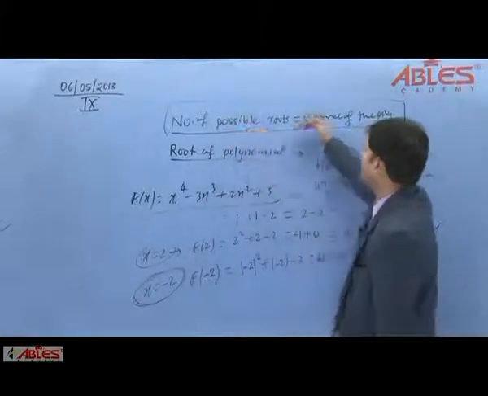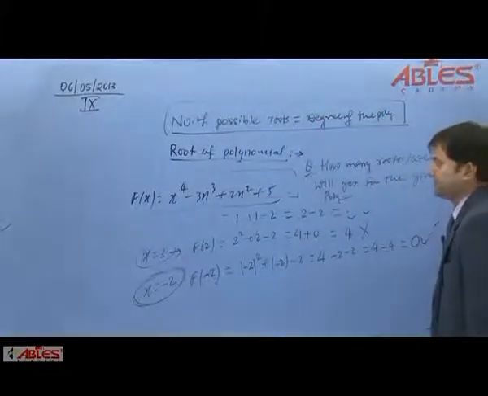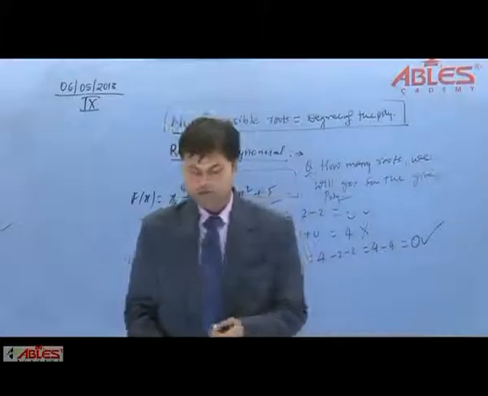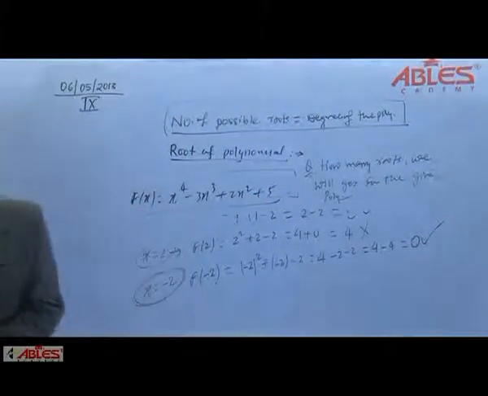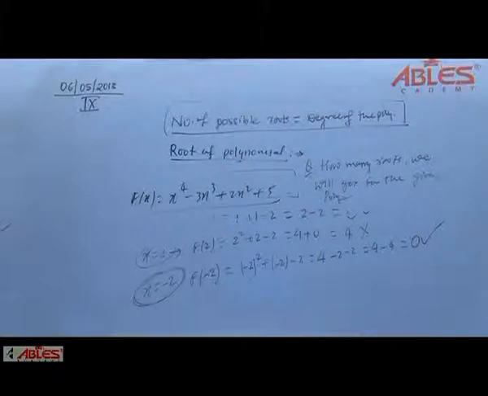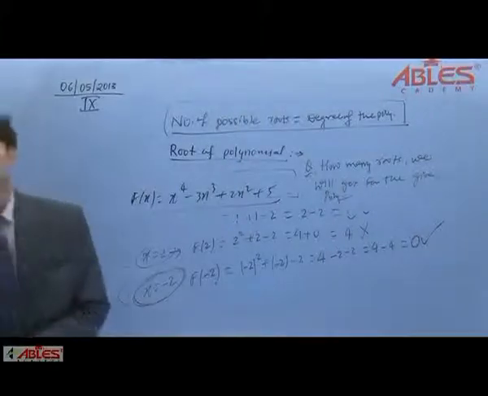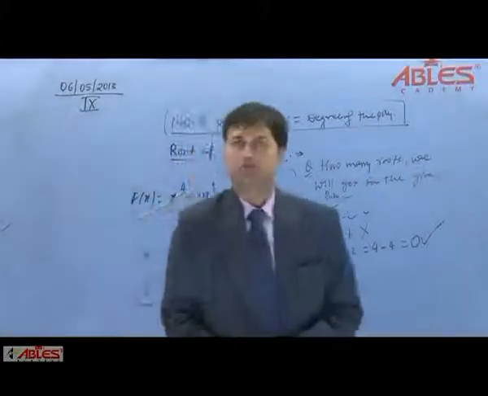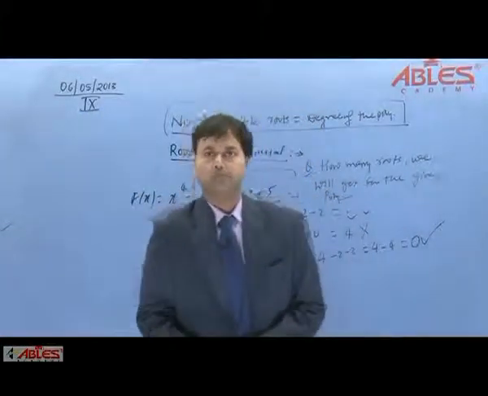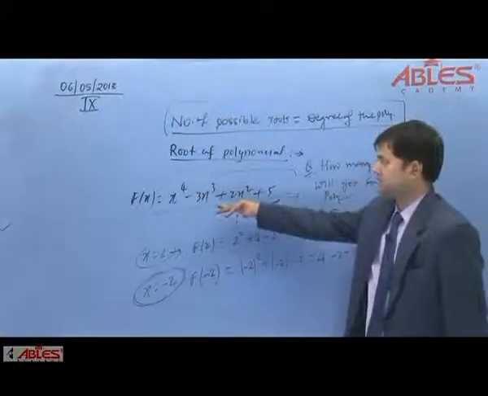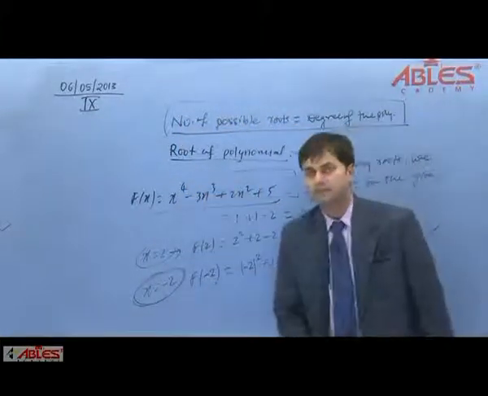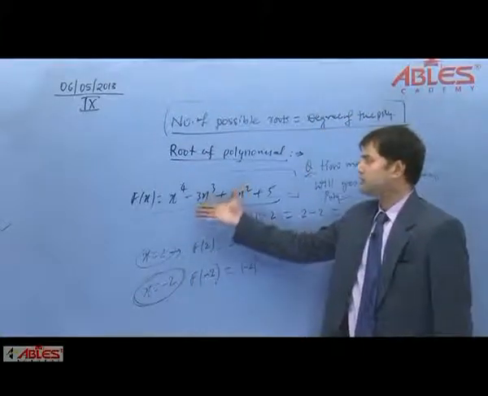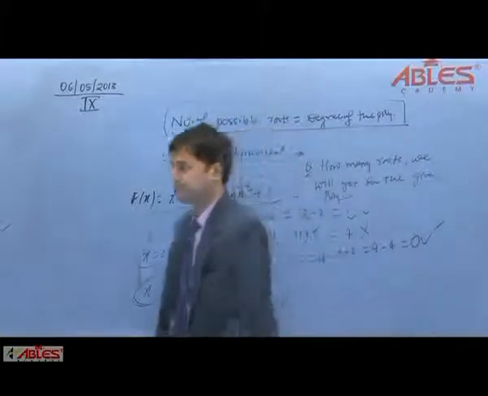According to the definition, number of possible roots equals the degree of the polynomial. Very good. Now it is clear that you have a proper idea what is a root of a polynomial and how you can find the number of possible roots. Always remember that the number of possible roots equals the degree of the given polynomial. So we cannot get 5 roots for this because the degree is 4. The maximum number of possible roots is 4 only. We cannot get more than 4 roots for this given equation.